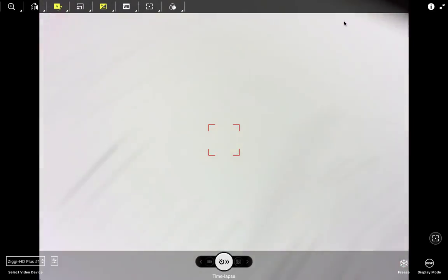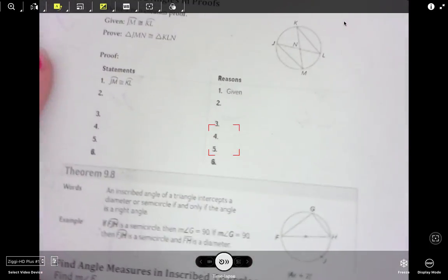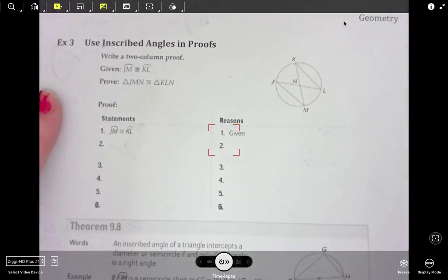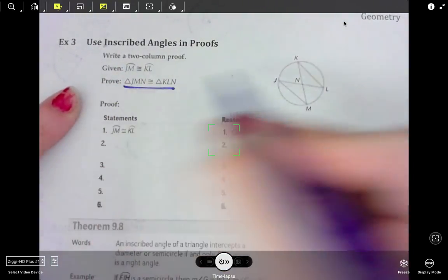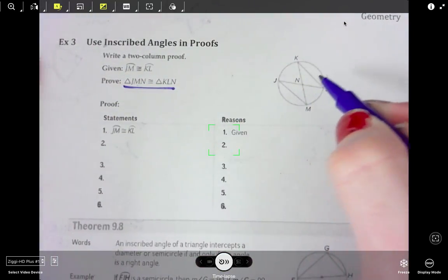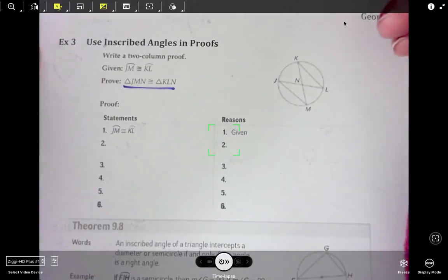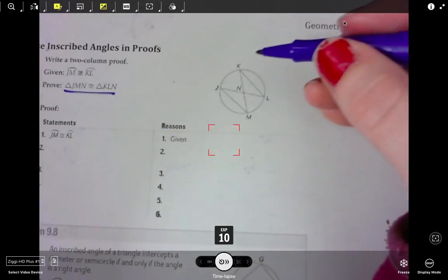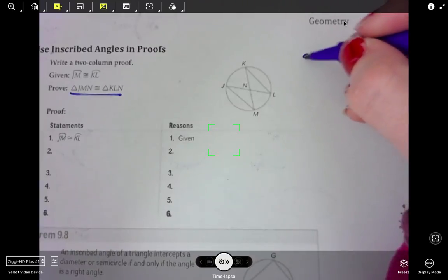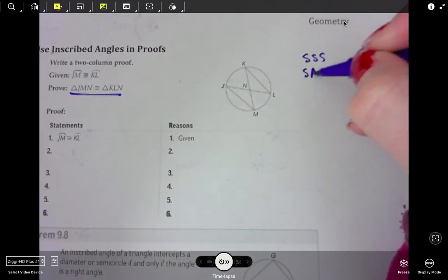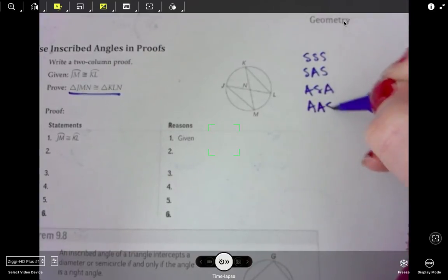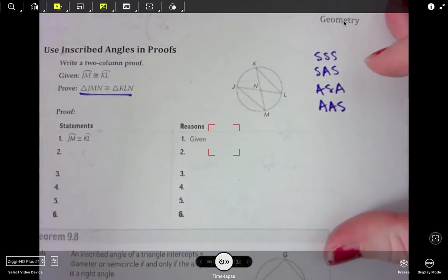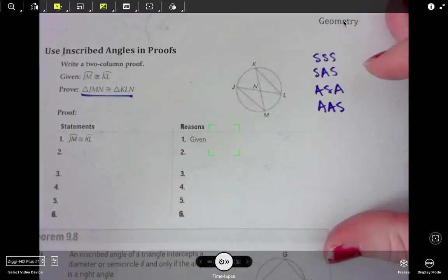All right, on to the back side. They give us a proof, and they want us to prove that these two triangles are exactly the same, okay? And we have kind of 4 different ways of proving that triangles are the same or are congruent to each other. There's side, side, side, side, angle, side, angle, side, angle, and angle, angle, side. So we're going to use one of those methods to prove that these two triangles are congruent, okay?